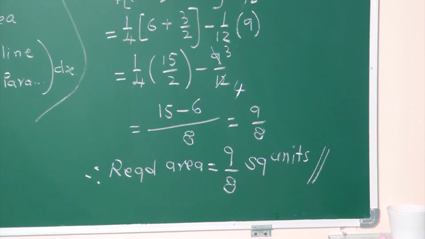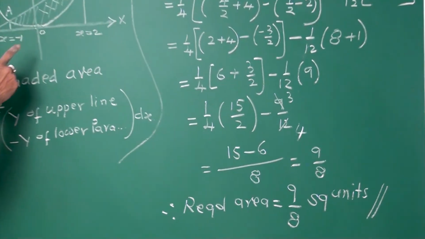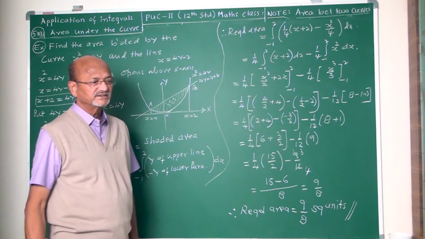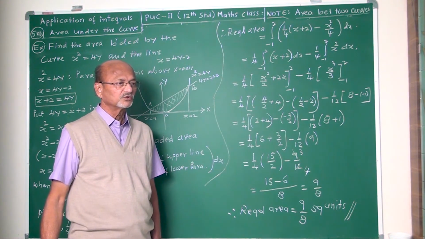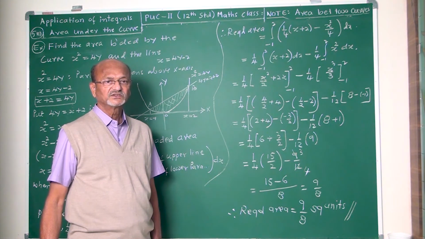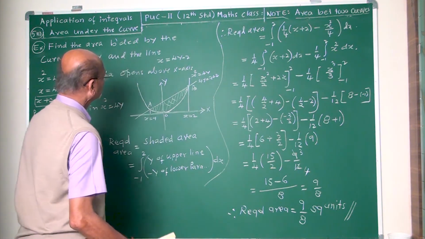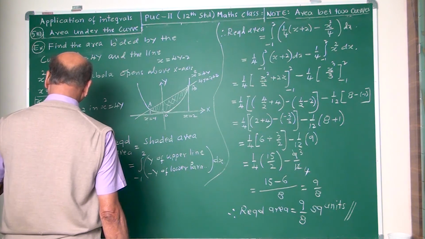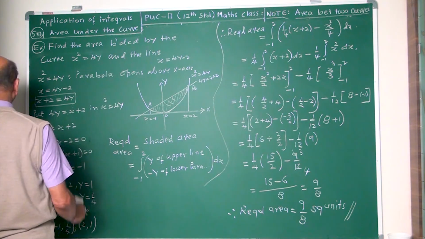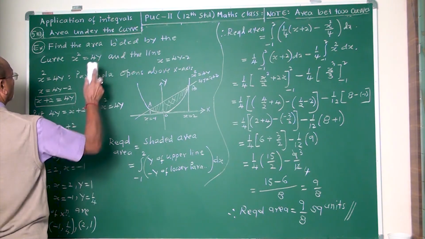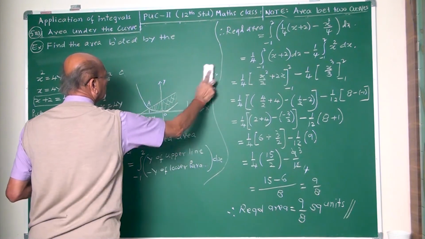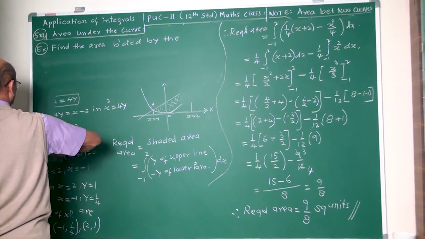Square centimeters. I have done 3 examples, my friends: a curve and a line. Then I will do 2 or 3 examples between 2 curves, mainly between two parabolas. Yes, my friends. So the next example is: find the area of the region bounded by the two parabolas.